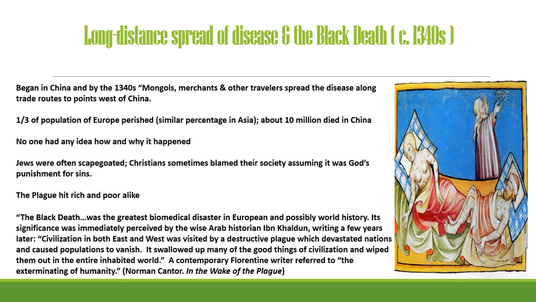Long-distance spread of disease and the Black Death of the 1340s. This, of course, was the largest outbreak of bubonic plague in not just European, but in world history, though there have been many outbreaks of bubonic plague in the ancient world and the Middle Ages. But the big one was what's referred to as the Black Death. It hit Europe in 3 years, 1348 to 1351, and killed about 1/3 of the population of Europe in 3 years.